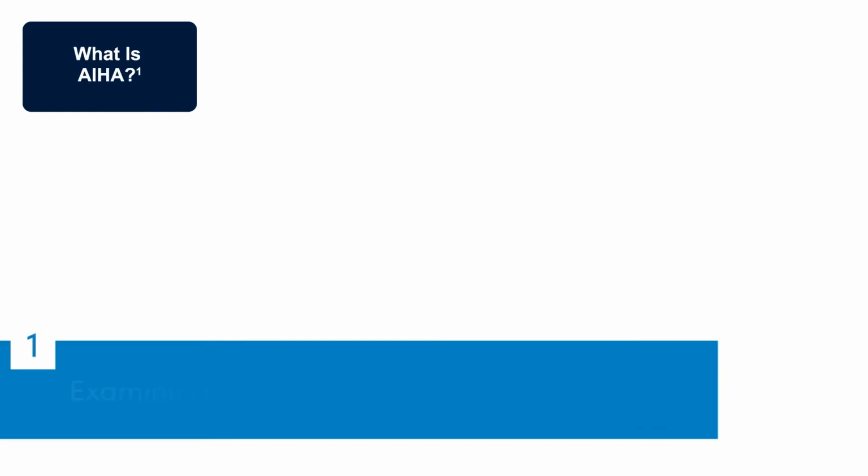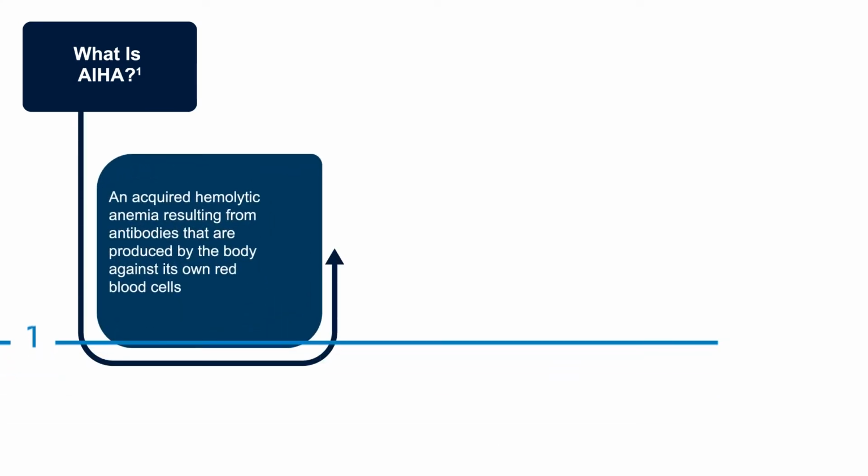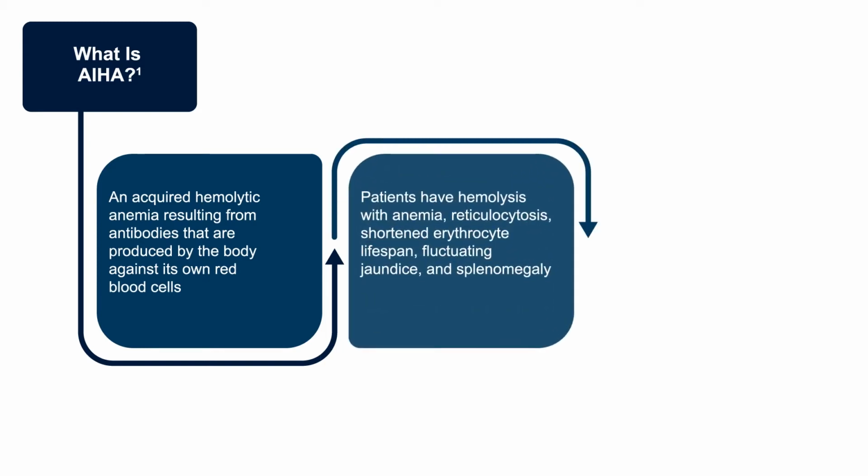We have to start with a definition of autoimmune hemolytic anemia. It's an acquired hemolytic anemia that results from antibodies that are produced by the body against its own red blood cells. Patients have hemolysis resulting in anemia, reticulocytosis, a shortened erythrocyte lifespan, potentially fluctuating jaundice, and splenomegaly.